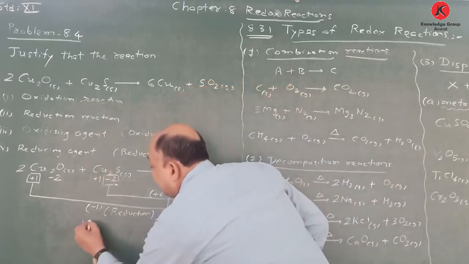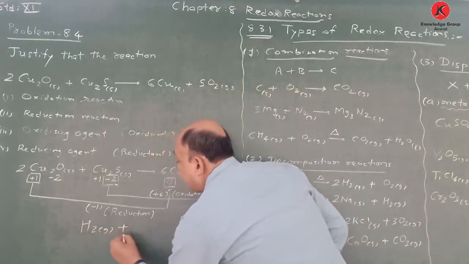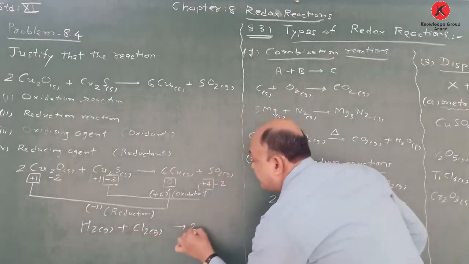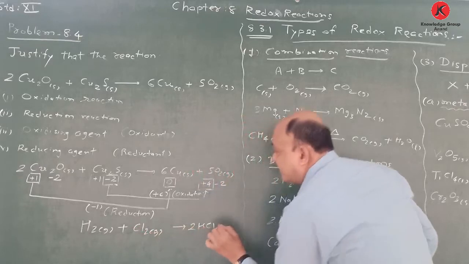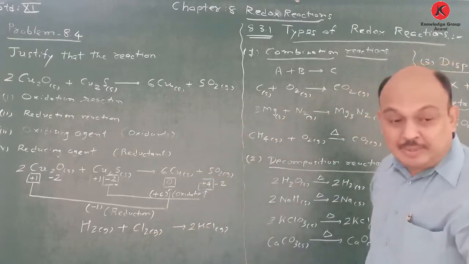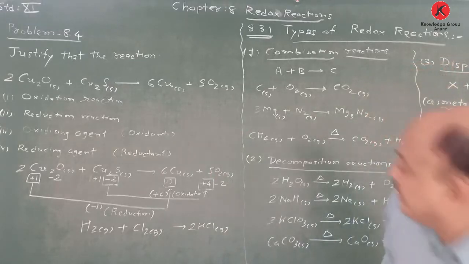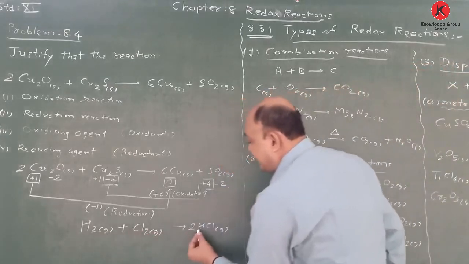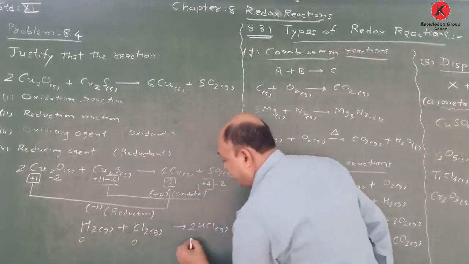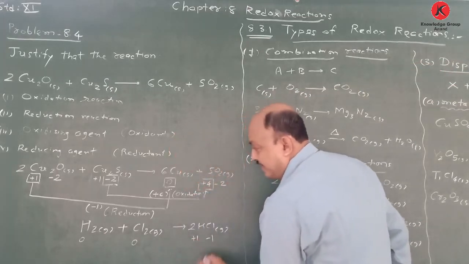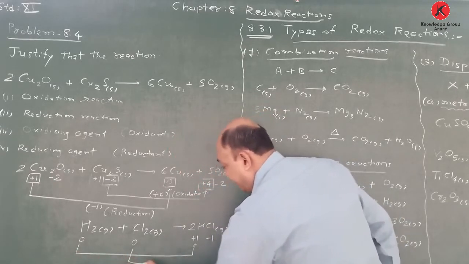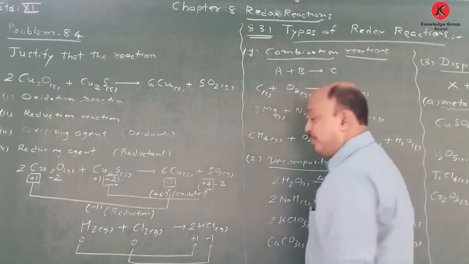Practice for this reaction: H2 gas plus Cl2 gas gives twice HCl gas. So this is a practice from this particular problem. Here H2 gas plus Cl2 gas gives 2HCl. H2 is 0, Cl2 is 0, and in HCl it is +1 and -1. So 0 to +1, and here 0 to -1.